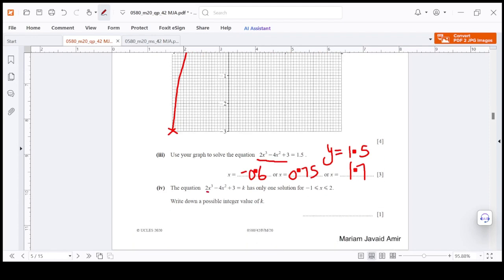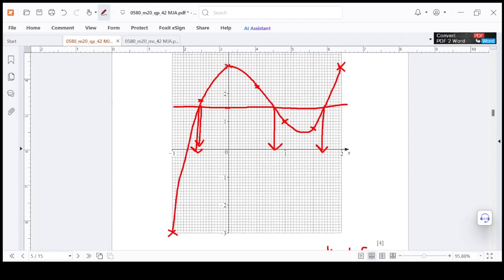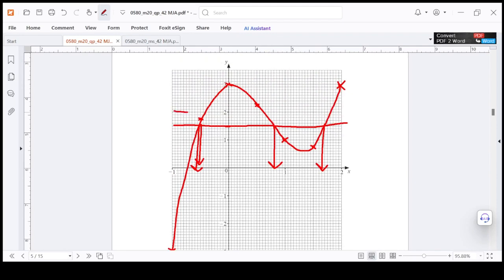Now this would be y is equal to k again, which is again a horizontal line. Where could this horizontal line be so that there's only one solution? One solution means one point of intersection. For example, if k is equal to 2, then we do not have just one solution. We have 3 solutions. And similarly, if k is equal to 1, we again have 3 solutions. But if we draw a horizontal line below this region, then we only get 1 point of intersection.